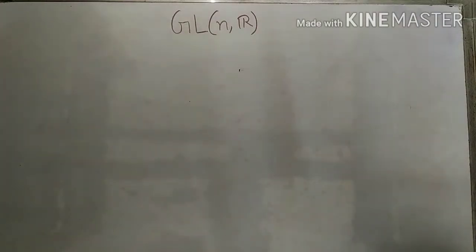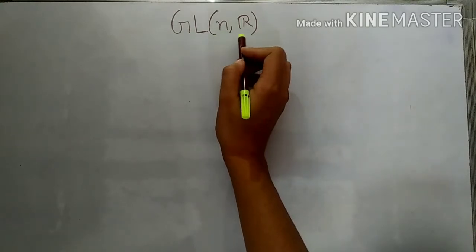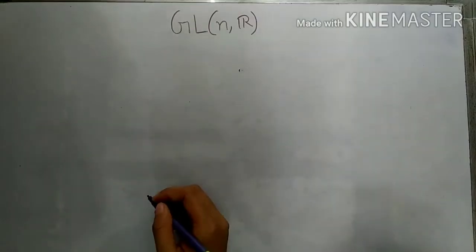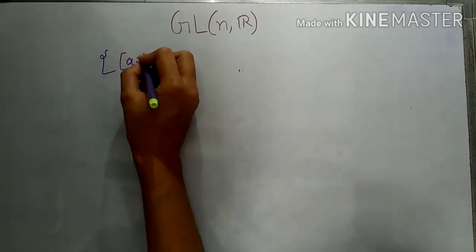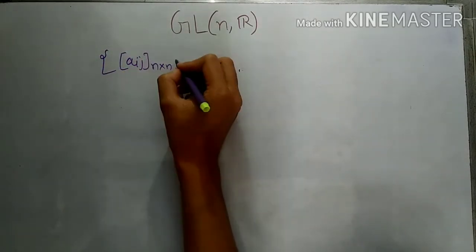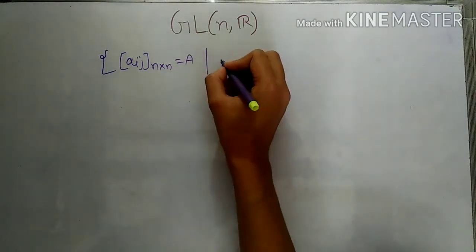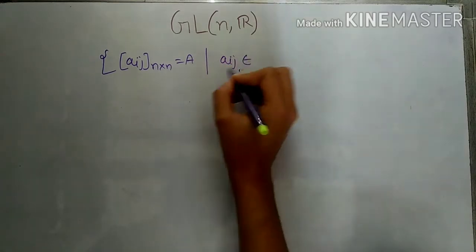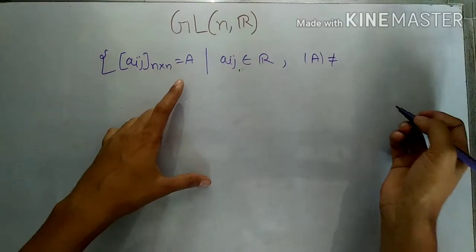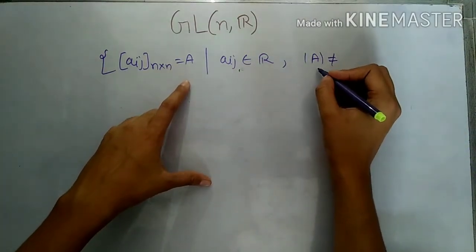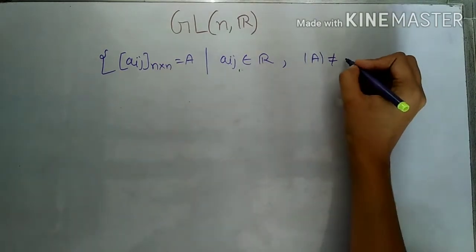Hello friends, today we are going to introduce a very special group, that is the general linear group of degree n over R. Friends, if we take the set of matrices of order n by n such that the entries of all these matrices are from reals, that is elements aij are from reals, with a very special property that the determinant of all these matrices is non-zero.